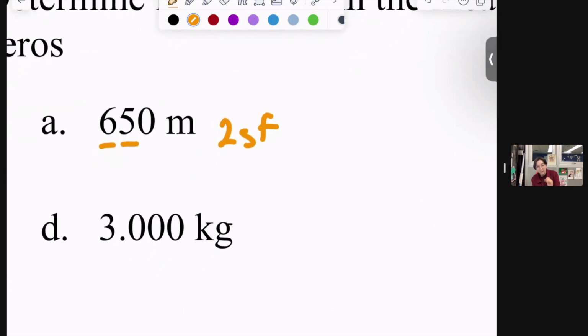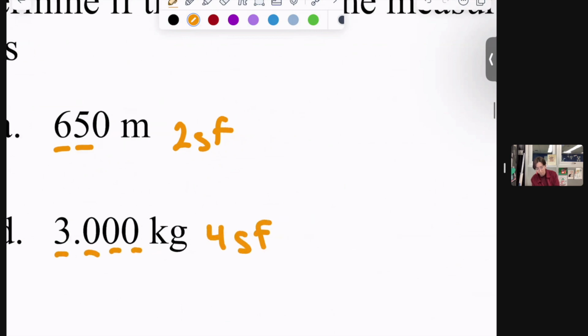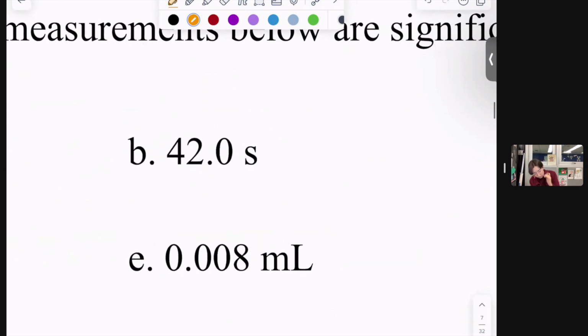This one, we have ending zeros, but there's a decimal place. We are adding precision. It's exactly 3.00 kilograms. So I have 1, 2, 3, 4 sig figs. Here, ending 0, but with a decimal place. 1, 2, 3.